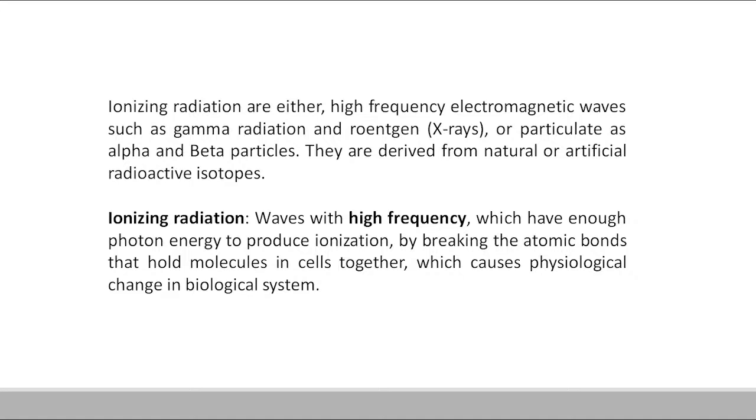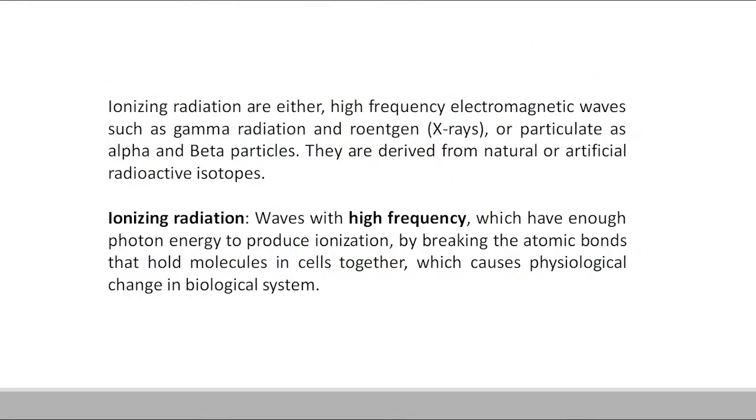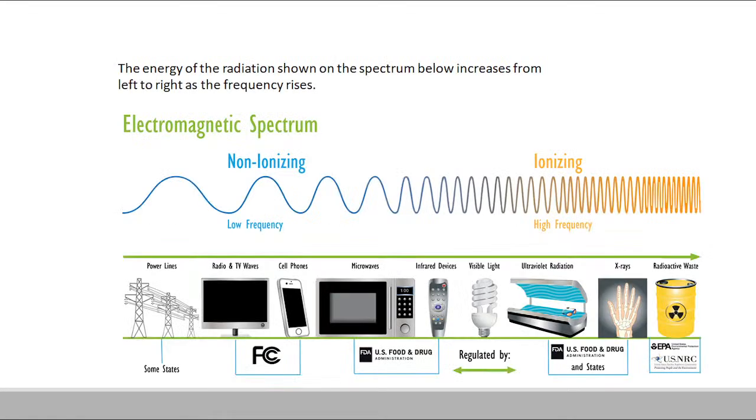Ionizing radiation is either high-frequency electromagnetic waves such as gamma radiation and X-rays, or particles such as alpha and beta particles. They are derived from natural or artificial radioactive isotopes. Waves with high frequency, as you can see on this line, are higher than non-ionizing radiation. They have enough photon energy to produce ionization by breaking the atomic bonds that hold molecules and cells together, which causes biological change in the system. On this slide you can also see the energy of the radiation shown. The spectrum below increases from left to right and the frequency rises.